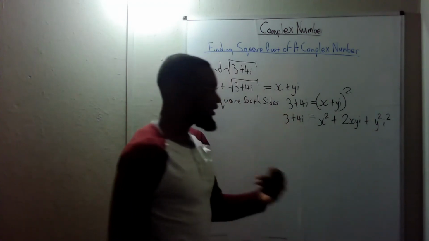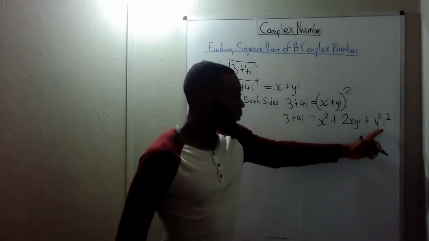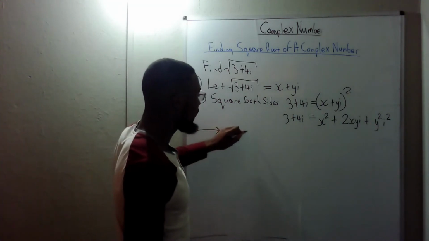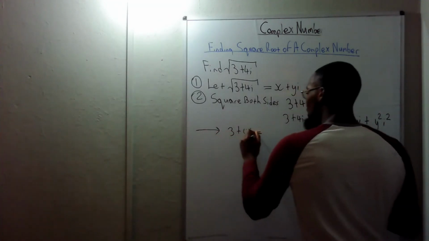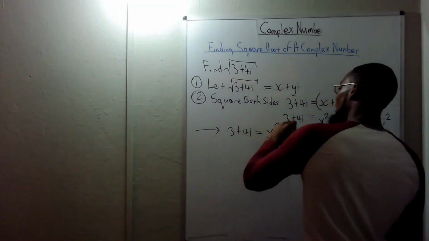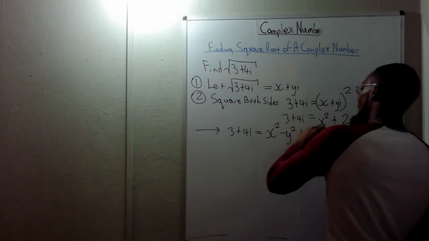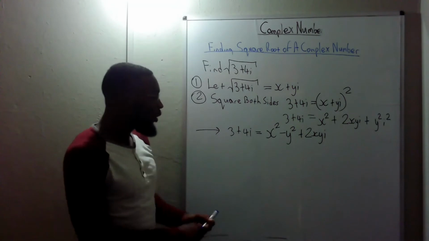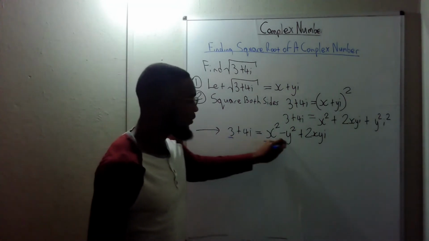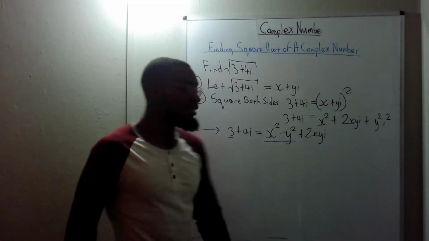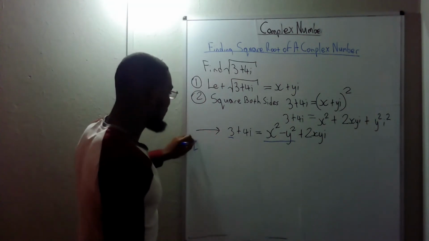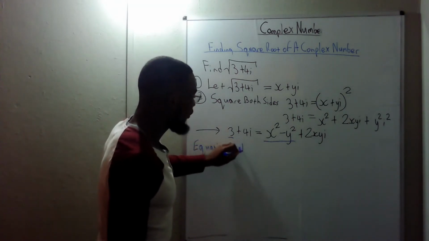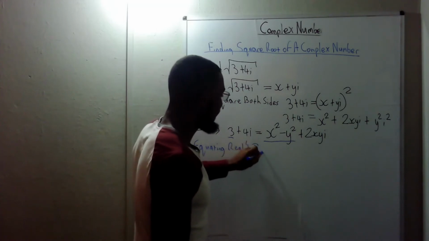Good. Now the next thing we said that we do is, remember i squared is negative 1. So this is really telling us that 3 plus 4i is equal to x squared minus y squared plus 2xyi, because i squared is negative 1. So now this is our real part, and we can equate real and imaginary parts.